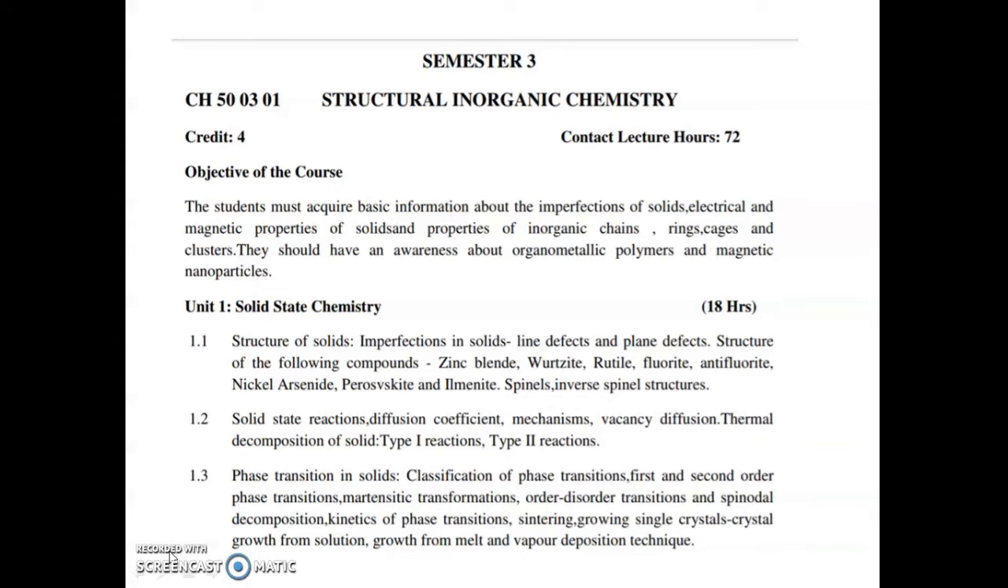First part of the syllabus deals with structure of solids. In this part, we have to discuss imperfections in solids, types of imperfections like point defect, line defect and plane defects, structure of certain compounds like zinc blende, quartzite, rutile, fluorite, antifluorite, nickel arsenide, perovskite and ilmenite structures. Structures of spinels and inverse spinels also have to be discussed.